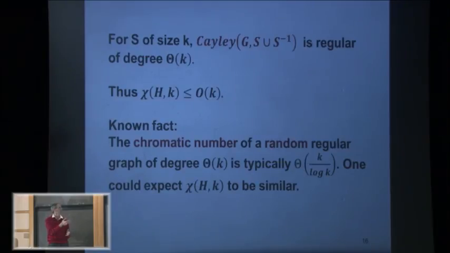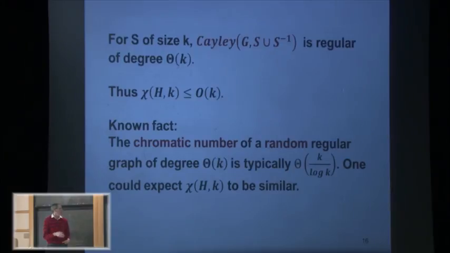So between at most 2k and with high probability at least k minus a little bit. So the chromatic number of every graph with maximum degree d is at most d plus 1. So definitely the chromatic number of these is at most some constant k, or at most 2k plus 1 if you want.